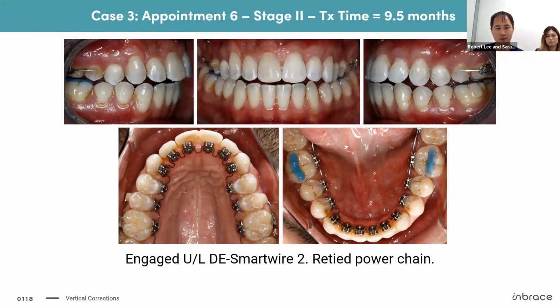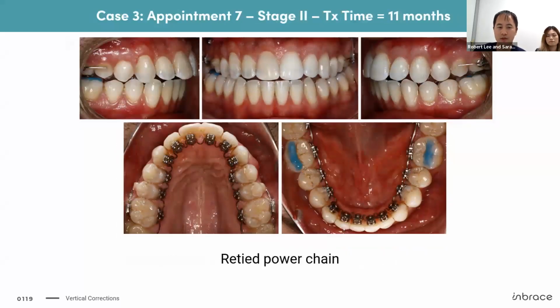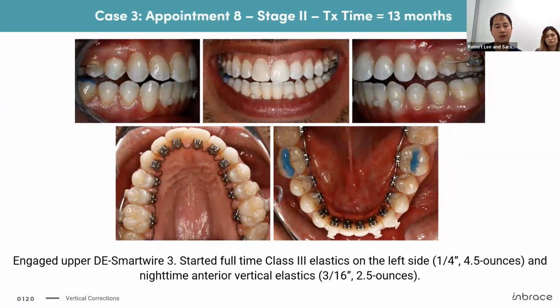We engaged the upper and lower DE SmartWire 2 in the next appointment. We retied the power chain to continue that posterior intrusion. We kept doing this essentially every 6 weeks. And we put a new SmartWire 3 in to continue controlling the torque, as well as continuing to help with the expansion.